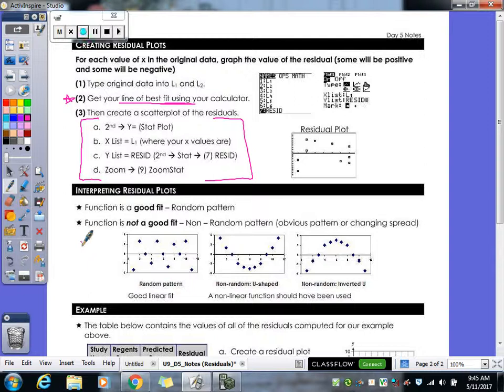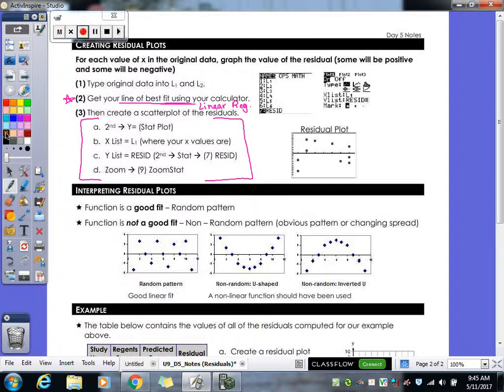If you don't calculate your line of best fit by doing your linear regression like we did last class, then your calculator has nothing to use as a predicted value. That linear regression is your predicted value, so you have to have the calculator do that first, and then it can create your residual plot.